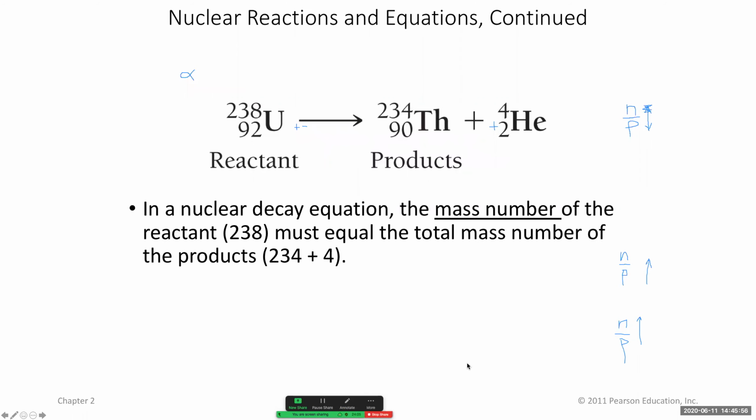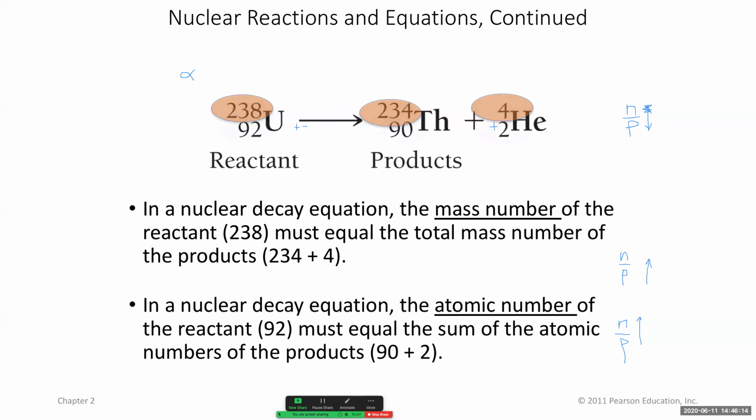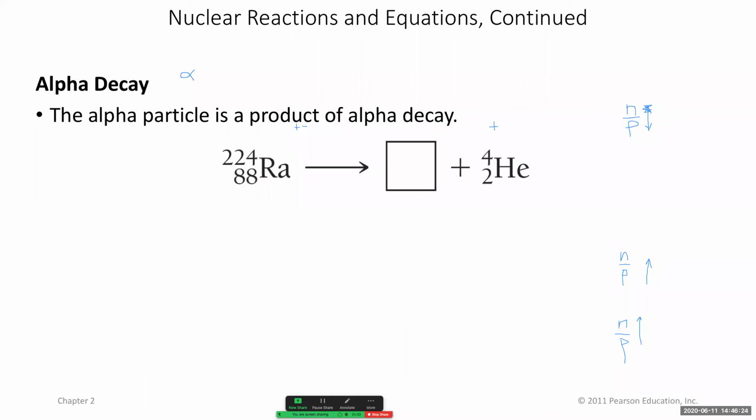So in this case, the mass number is 238. So the total mass on the product side must also equal 238. And it does. So this is a balanced nuclear equation. Atomic number, or the Z number, also has to add up. Reactant has to equal product. So here the alpha particle is a product of this alpha decay.